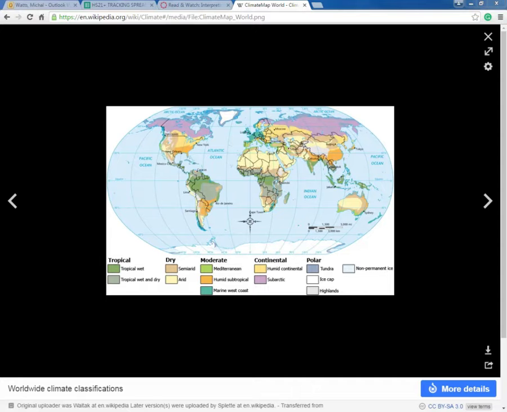Let's take a look at some graphs and find important pieces of information from a graph that will help us interpret. So this is a worldwide climate classification graph. It's found on wikipedia.org. And in this unit, we've been going over climate and some of the classifications of it. So the first thing to talk about is that usually graphs come with a title.